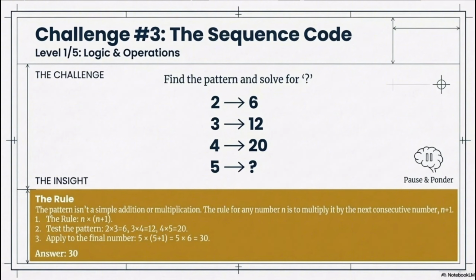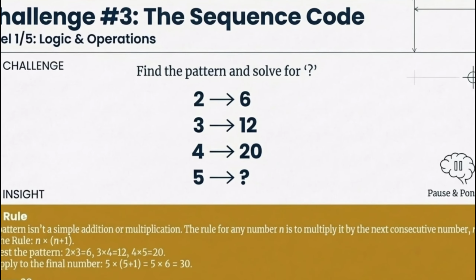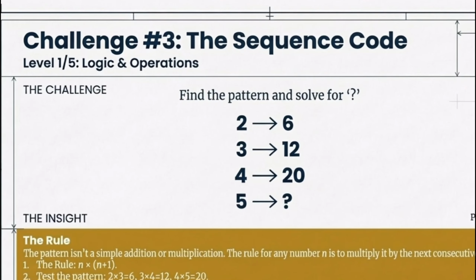Then we do have this one. Find a pattern and solve it for the question mark. So I do have 2 that just converted to 6. I do have 3 that just converted to 12. I do have 4 that converted to 20, and 5 would be converted to what?